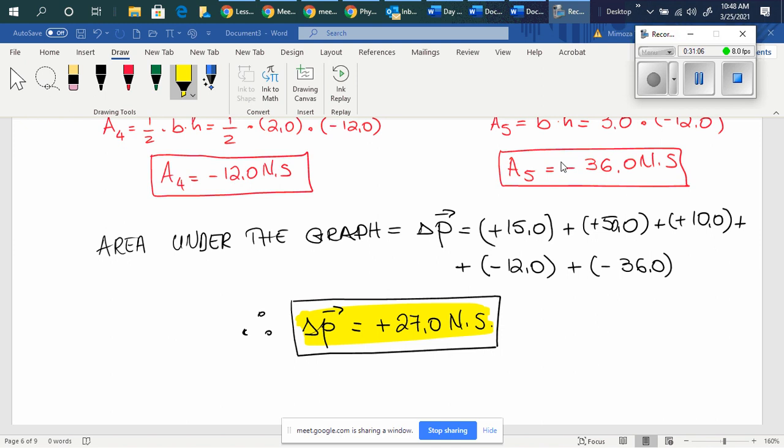So this concludes the second part of impulse and momentum, and I will post some practice questions that you can practice on those types of questions, and then we will deal with any questions that you may have in class.